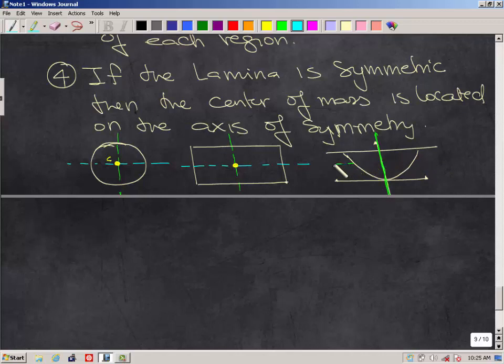So that tells me that one value of the center of mass is going to be located on the green line, and that value would be the x value. So we'll say x bar is going to be 0 because that's the origin. Because the x value will be 0, the y bar will change. I don't know what that is.